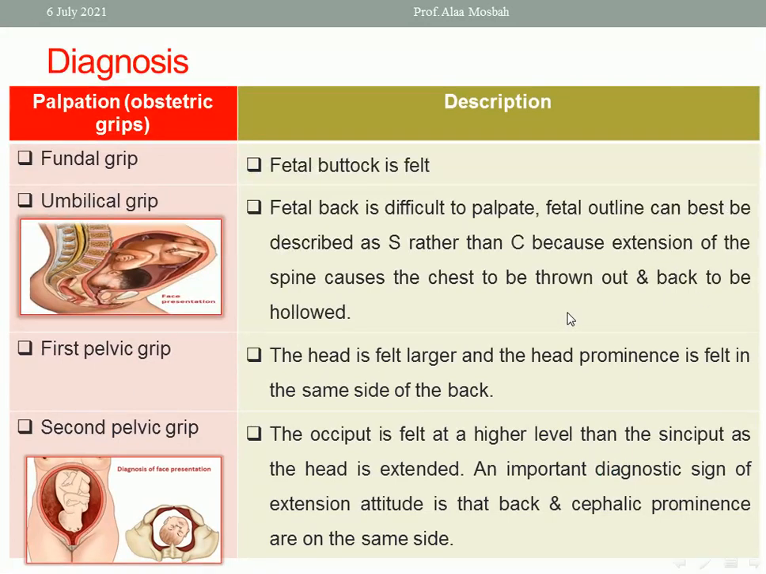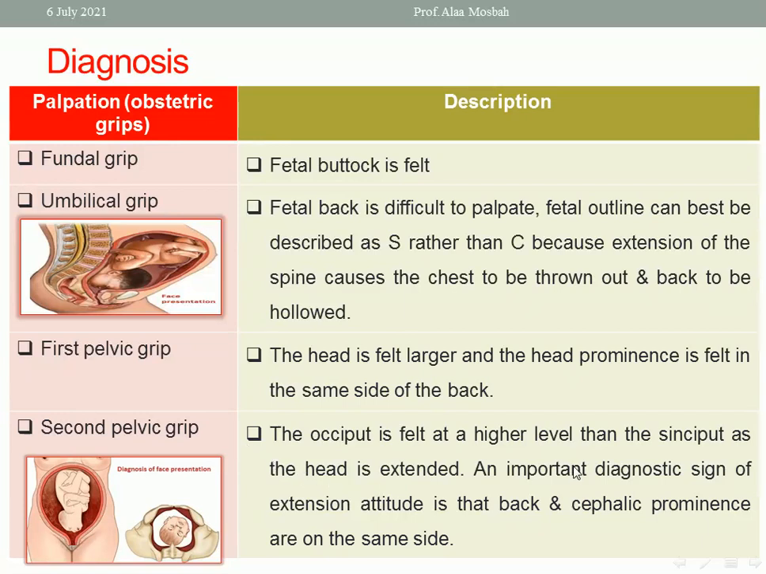What about the grips? Fundal grip, we will feel the buttock with its characters: soft, irregular, and palpable. Umbilical grip, the fetal back is difficult to palpate actually, and it looks like an S shape, as you see in this picture, S-shaped back, and it loses the convexity of the C shape, as in occipito-anterior. So in sacro-posterior here, the back looks like the letter S, and is difficult to palpate.